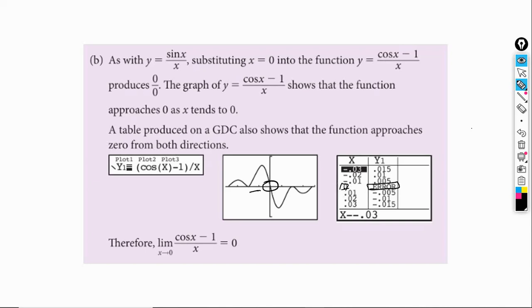But what happens as you approach 0 as an x value from the left or from the right? So here they're approaching it from the left, and these are the results we get. This is where they approach it from the right, and these are the results you get. Now notice that all of these are close to 0: 0.115, 0.1, 0.005. So the closer you get to actual 0 for x, you get closer and closer to 0 for y. That's why you can conclude that the limit as x approaches 0 of cosine of x minus 1 over x is 0.